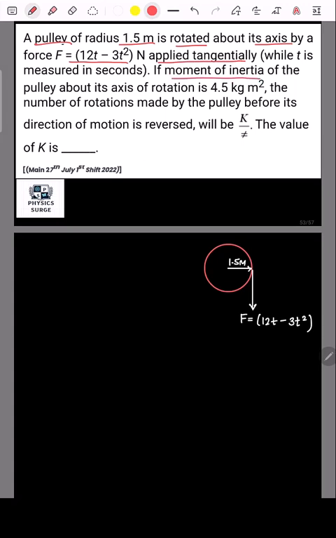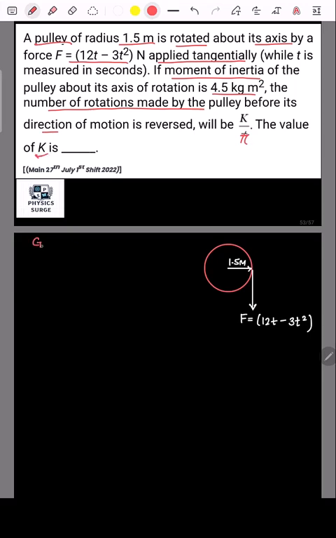If the moment of inertia of the pulley about axis of rotation is 4.5 kg meter square, the number of rotations made by the pulley before its direction of motion is reversed will be k by pi. This is basically pi. The value of k is asked.